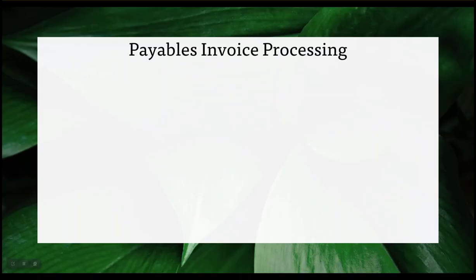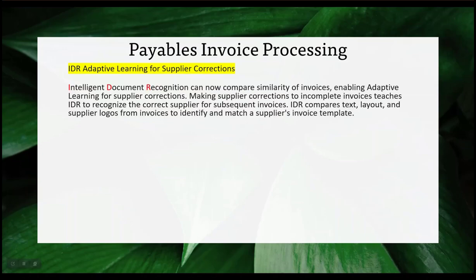First one is payables invoice processing, that is IDR, intelligent document recognition, learning for supplier corrections. IDR can now compare similarity of invoices, enabling adaptive learning for supplier corrections. Making supplier corrections to incomplete invoices teaches IDR to recognize the correct supplier for subsequent invoices. IDR compares text, layout, and supplier logo from invoices to identify and match a supplier's invoice template.